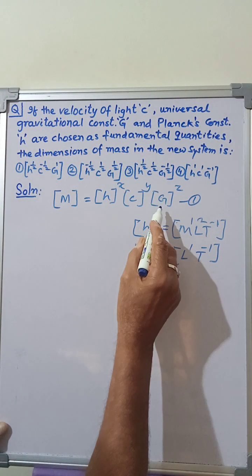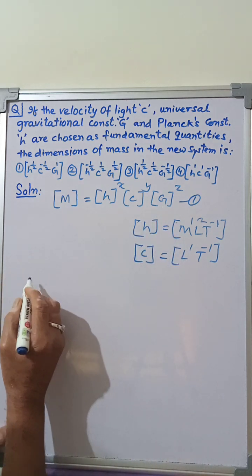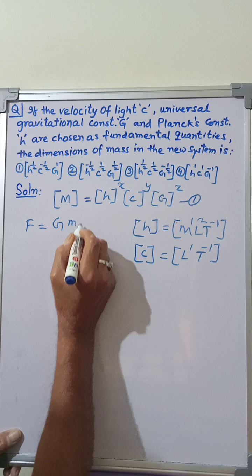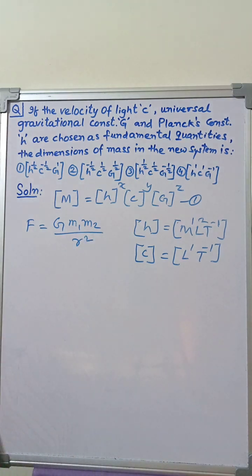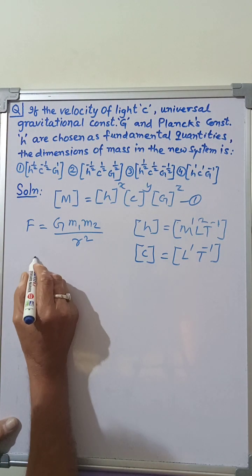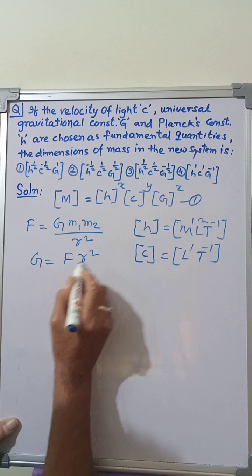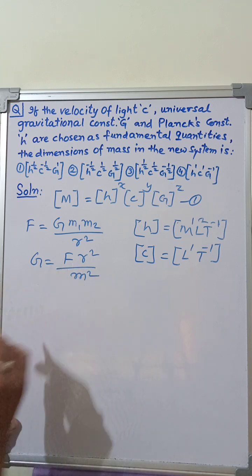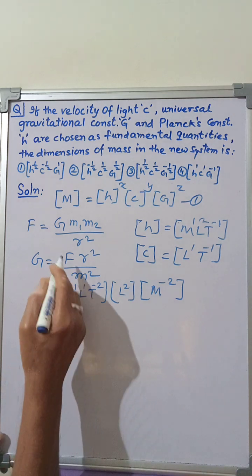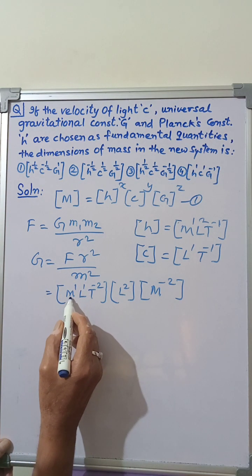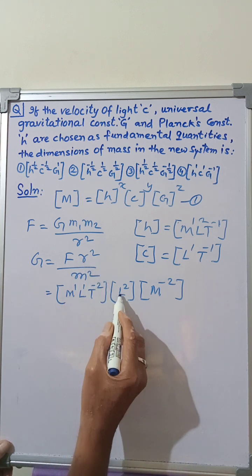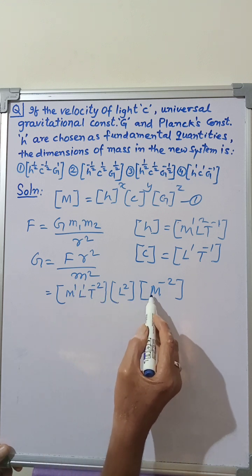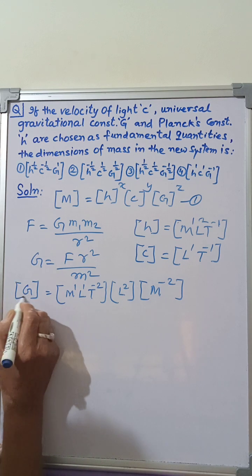To find the dimensions of gravitational constant, we'll use the expression for gravitational force between two masses. F is equal to G m1 m2 by r square, which can be written as G is equal to F r square by m square. m1 and m2 both will have the dimensions of mass. Therefore, we can write F r square by m square. Now, dimensions of F is equal to M1 L1 T minus 2, and dimensions of r square is equal to L square, and m square is in the denominator, therefore it comes up as M to the power minus 2. This side we will write dimensions of G.